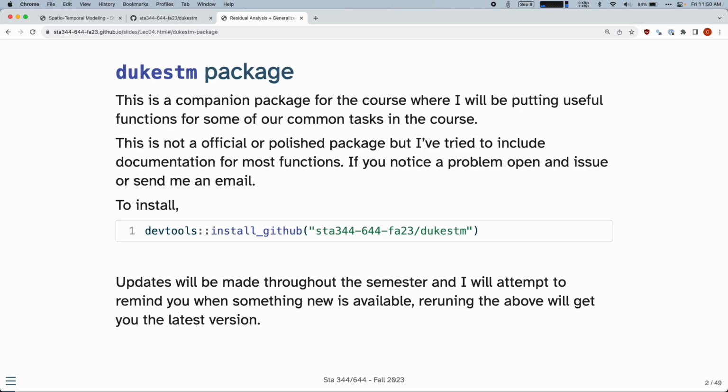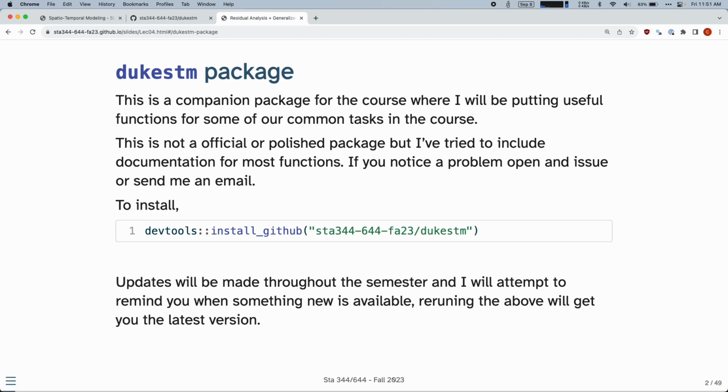Okay, just to point out, there is this Duke STM package. It's living on the course organization. It's basically just helper functions that fix things that are wrong in packages or add some extra stuff along the way. It's fairly well fleshed out already. I will constantly be adding things to it, so you may need to update it as we go. You can just install it from GitHub with devtools install_github. I'll try to call it out in the slides and elsewhere when I'm using it.